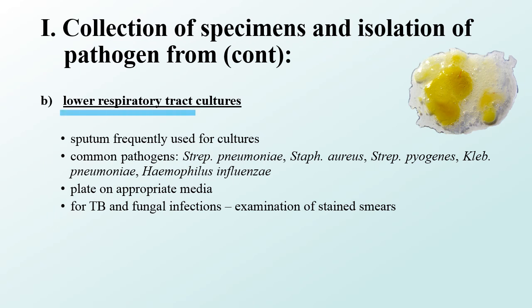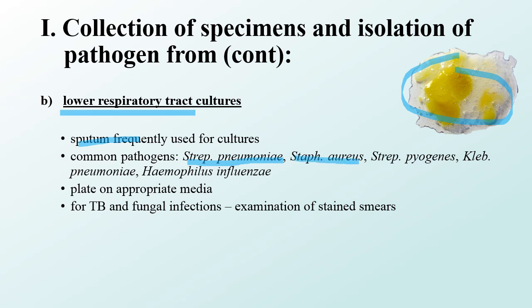Okay, next is the lower respiratory tract. For lower respiratory tract infections, sputum will be frequently collected. Sputum is a type of thick mucus that is produced by the lungs when they are diseased or damaged. Usually it is a mixture of saliva and mucus coughed up from the respiratory tract, and it will look something like this.